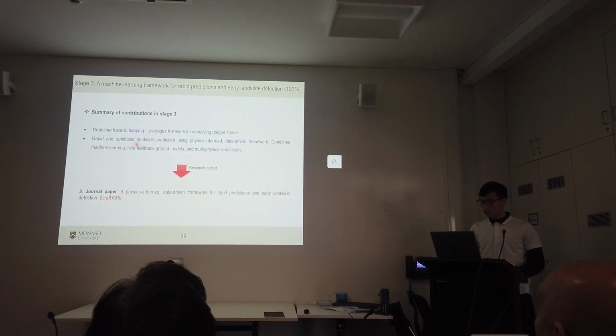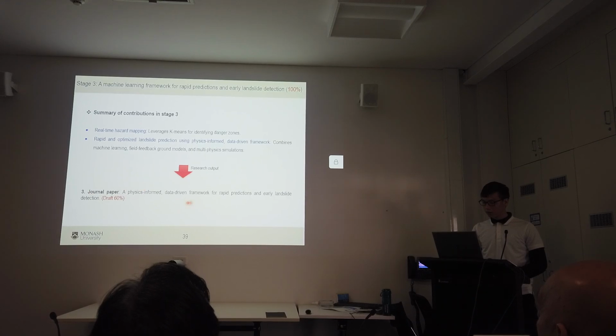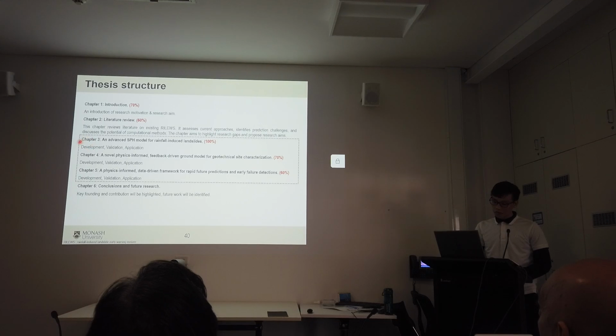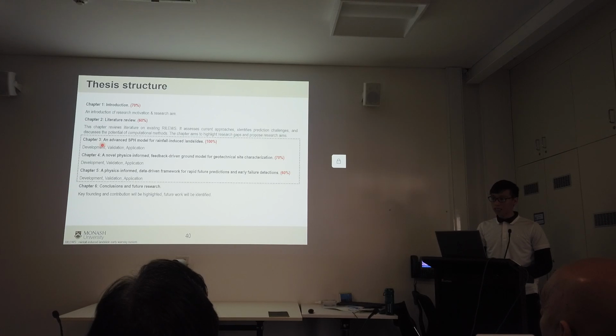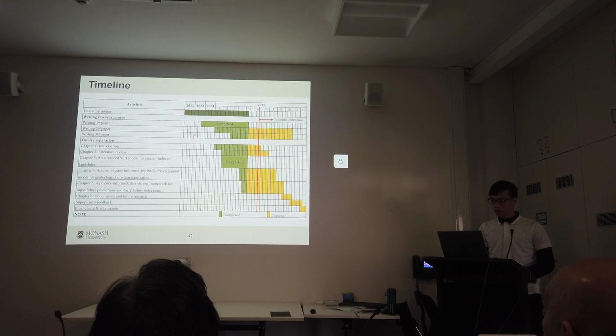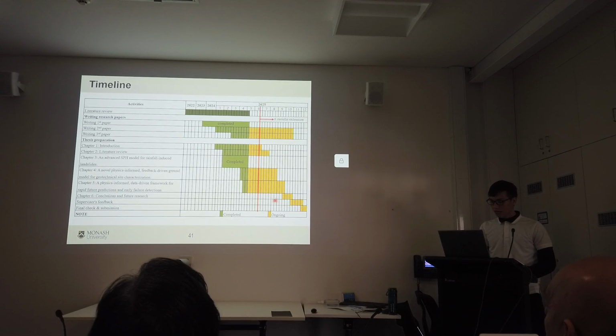This is a summary of step 3, one journal paper in preparation. Thesis structure. These are my 3 main chapters in my thesis, which correspond to the 3 stages I presented earlier. This is the timeline, this is the work that I have done, this is the time that I have left.